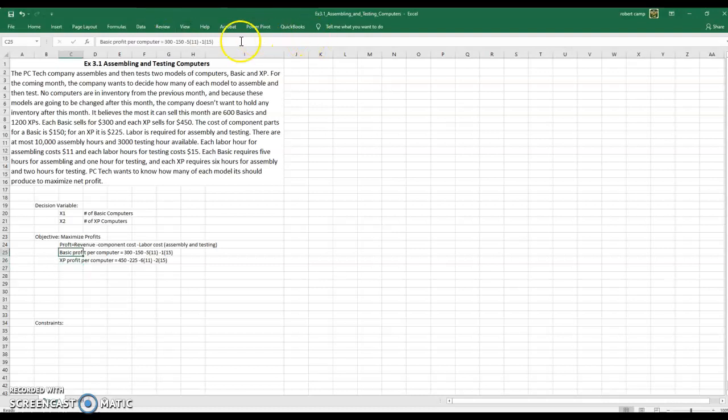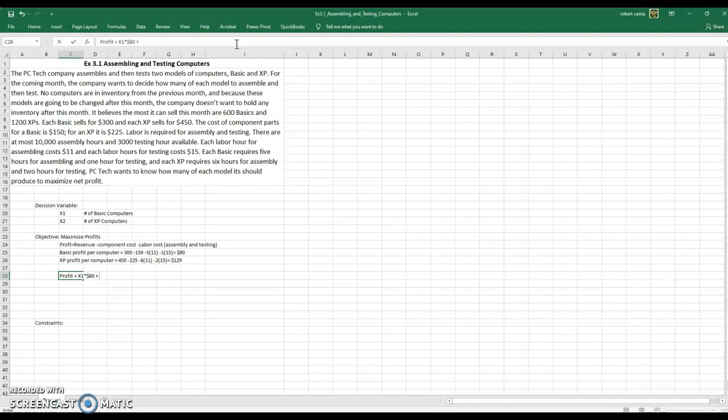And so if we actually crunch all those numbers, our profit will be $80 for every basic computer. And if we do the same for the XP, our profit for the XP computer is going to be $129 per computer. So the function for this profit is going to be x1, which is the number of basic computers that we make, times $80, because for every basic computer we'll make $80.